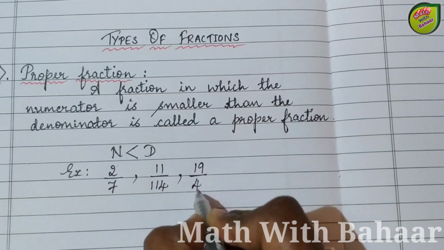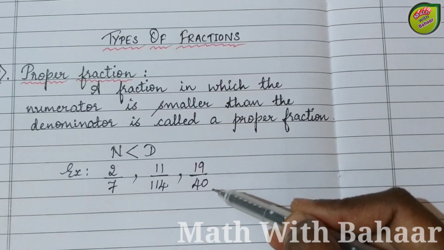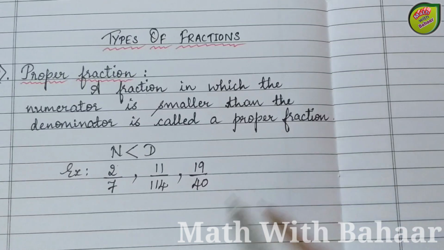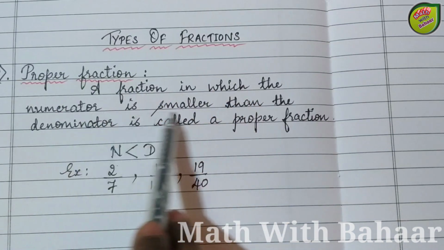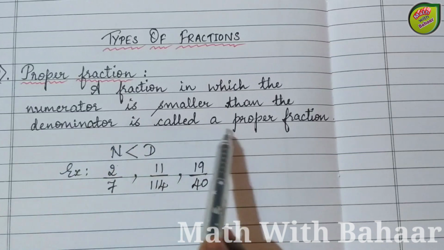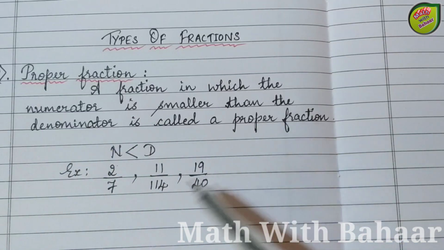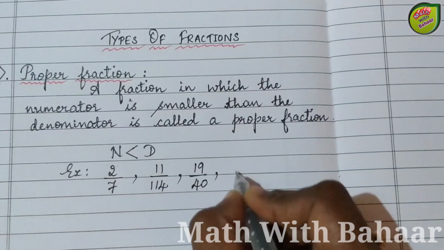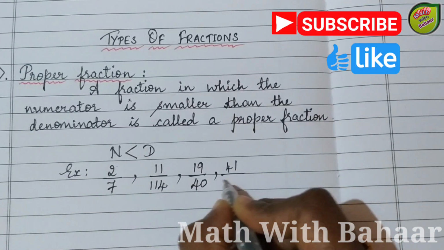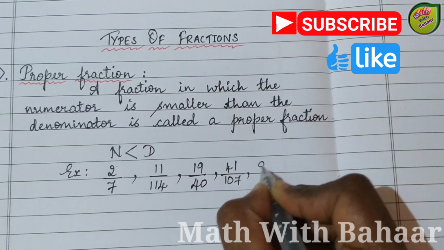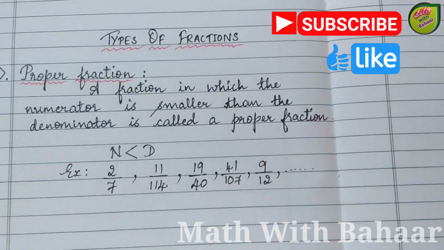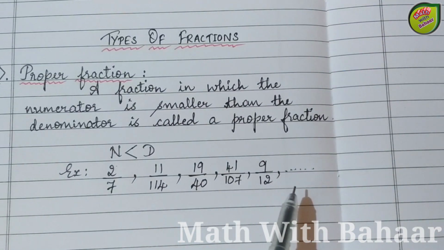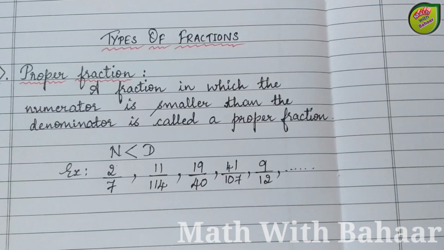The next example is 19 divided by 40. Again, numerator is less than the denominator 40. So, all these are the examples of a proper fraction in which numerator is smaller than the denominator. Okay. Therefore, we can say that these fractions are proper fractions. We can have some more examples. For example, 41 divided by 107, 9 divided by 12 and so on. So, all these fractions are examples for proper fraction in which numerator is smaller than the denominator.